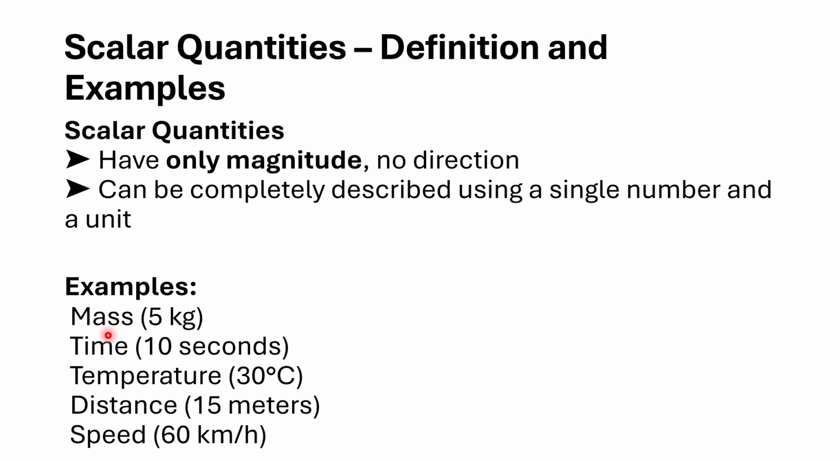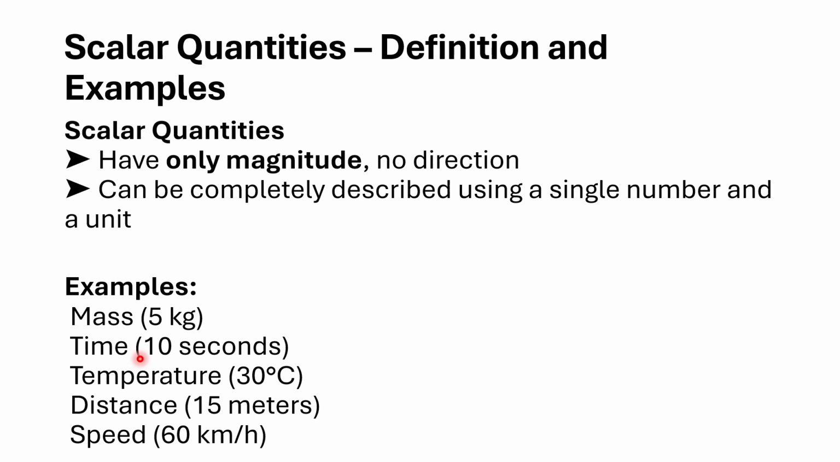It's the same for time. We cannot say 10 seconds in the east or 10 seconds in the left. Temperature 30 Celsius, we cannot say the temperature in that direction. So we do not need any direction for fully specifying them. This type of quantity in physics we call scalar quantities.